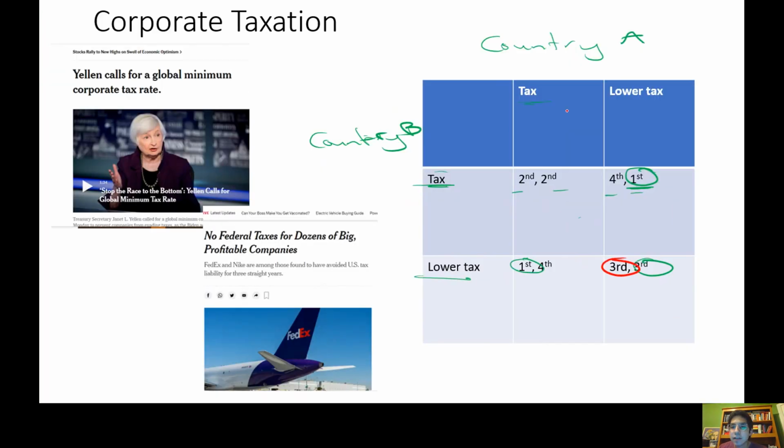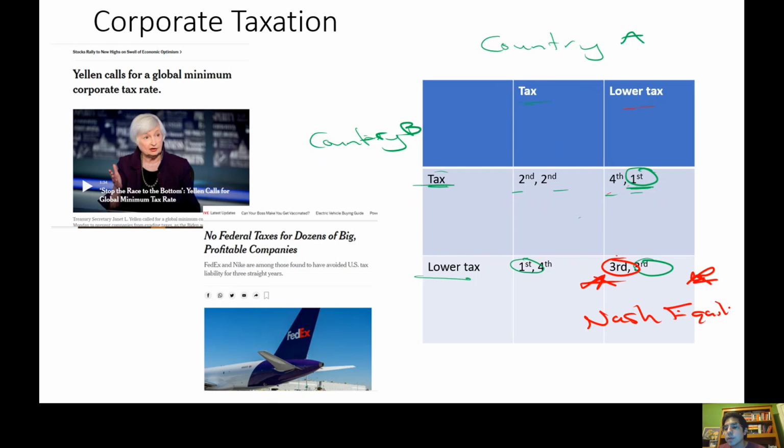Is also to lower their tax, right? If country A decides to lower their tax, what is country B's best response? Well, 3 is better than 4, so it's to also lower their tax. And then we can see right here, we arrive at a solution to the game. And this solution also happens to be a Nash equilibrium.